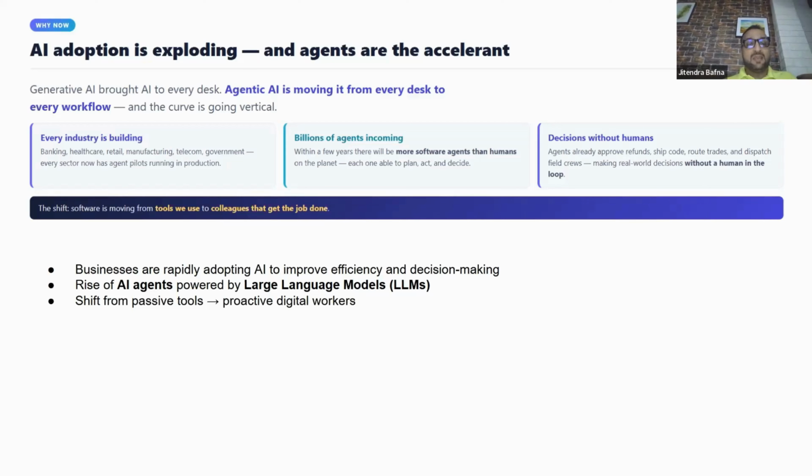So there is a rise of AI agents powered by large language models. We have a lot of large language models like GPT, Claude from Anthropic, and Gemini. We can build agents on top of those models. The LLM is the brain of the agent. Now we are shifting from passive tools to proactive digital workers. The agent is a digital co-worker, basically digital labor, correct?